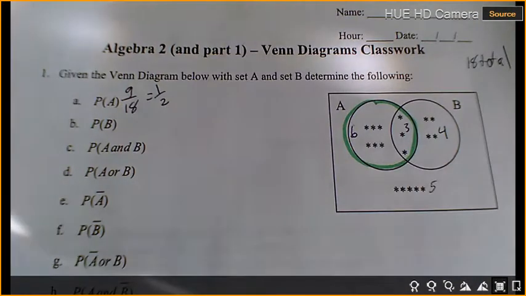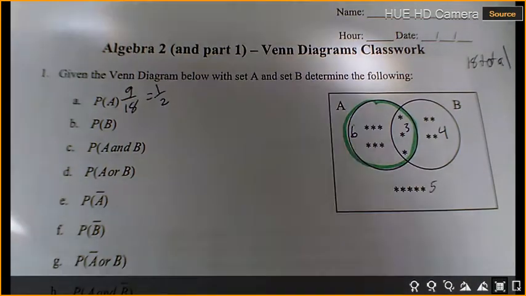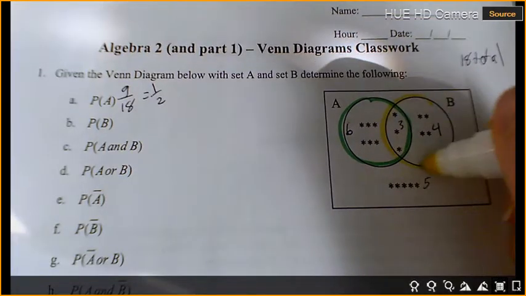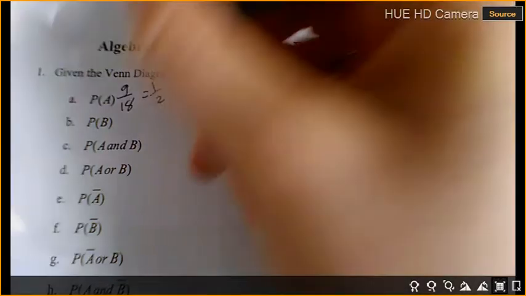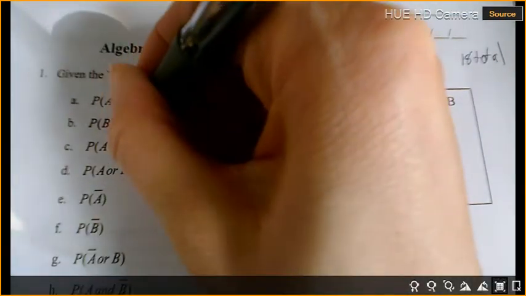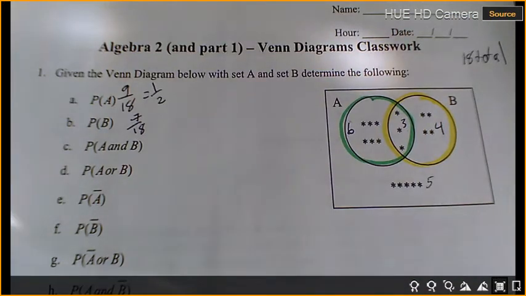Okay, now I'm looking at just B. How many? 7, right? Because you have to count the stuff in the middle. So it's 7 out of 18. The whole circle.